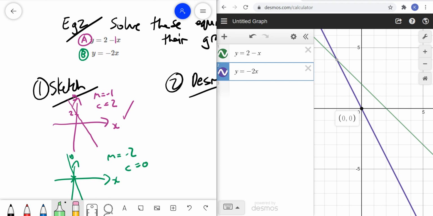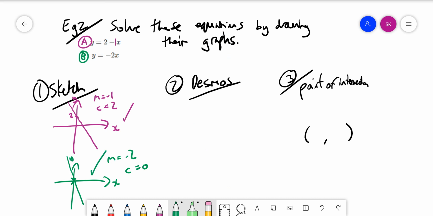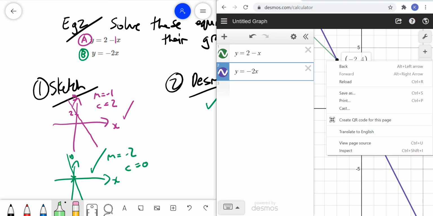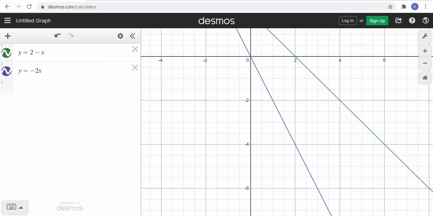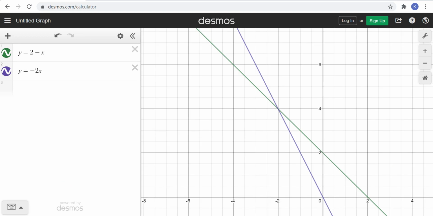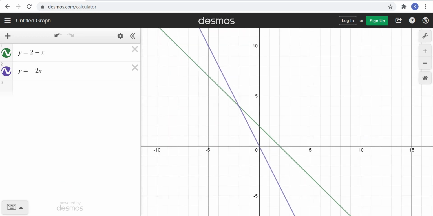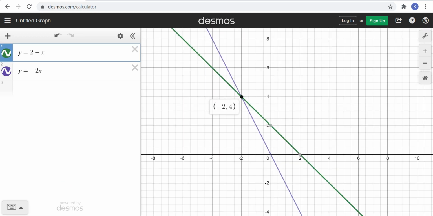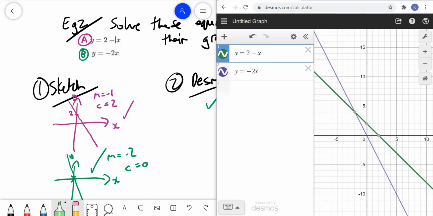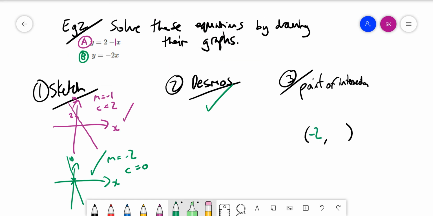I've plotted them on Desmos. So this bit, that's correct. I've done this bit. The point of intersection, that's where they meet. Let's make this nice and big. You can move around like that. Very nice. Desmos is very nice. You can scroll in and scroll out. But the point is, the point of intersection is that point where x is negative 2 and y is 4. If you were to write it like this, you'd say x is negative 2, y equals 4.